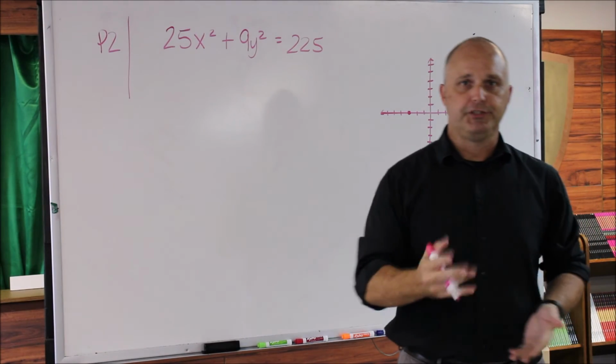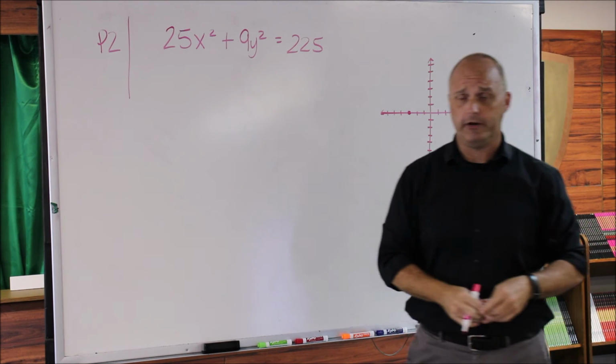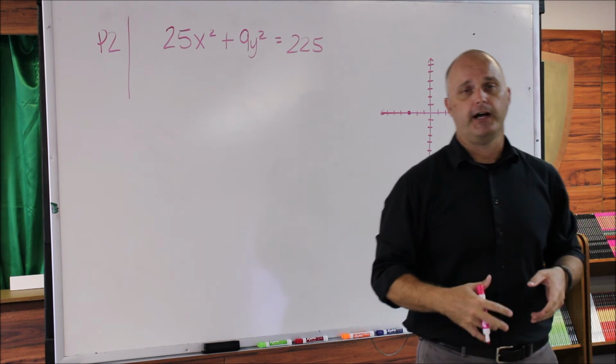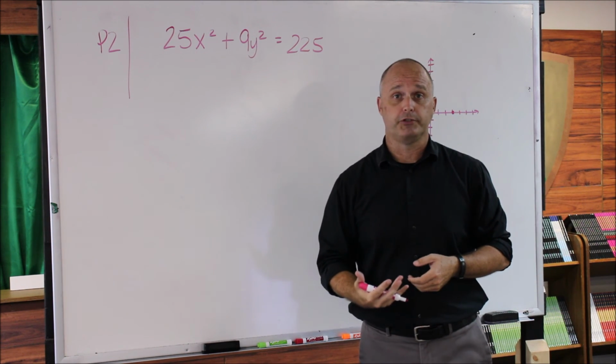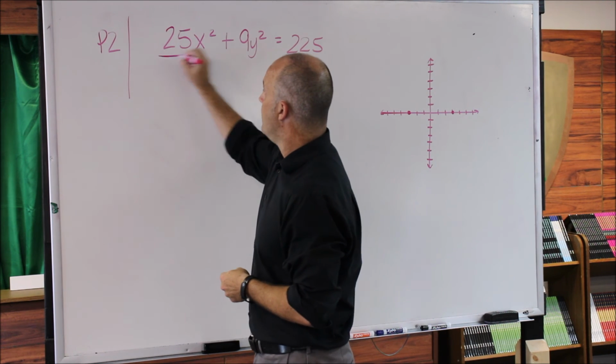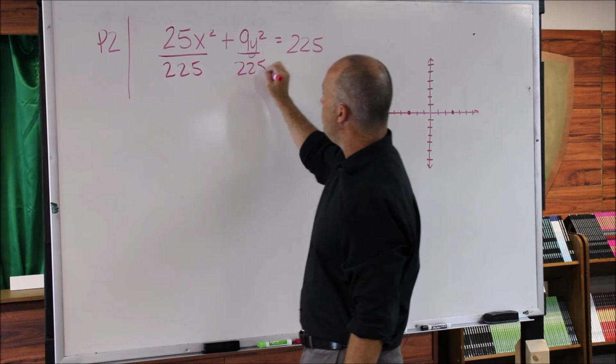Now we're going to apply what we just learned. In problem number 2, we're given the equation 25x squared plus 9y squared equals 225, and we're asked to find the foci of this particular ellipse. But to be able to do this, we need to put this into standard form. So we're going to go ahead and divide everything on here by 225.